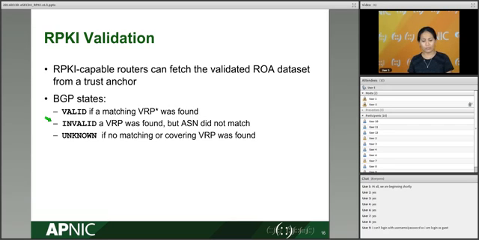Now this last one is unknown. If you set up RPKI right at this moment, a lot of your routing prefixes will have this state, unknown. Why? Because first and foremost, not everyone has generated ROA records. So if I have a route prefix in my routing table and I check with the RP cache, the cache would say, I don't have a VRP for that IP address block. So the state will be unknown. These are the three different states that will be added onto your routing table.